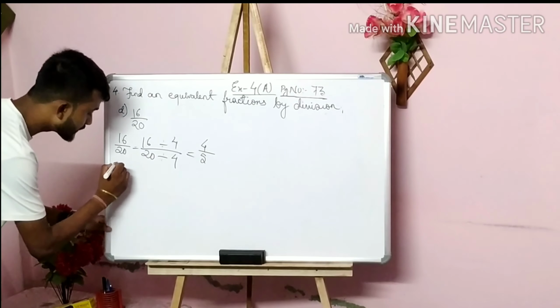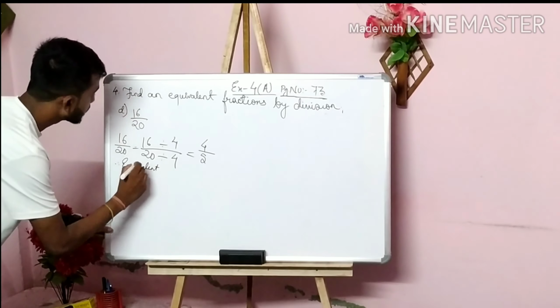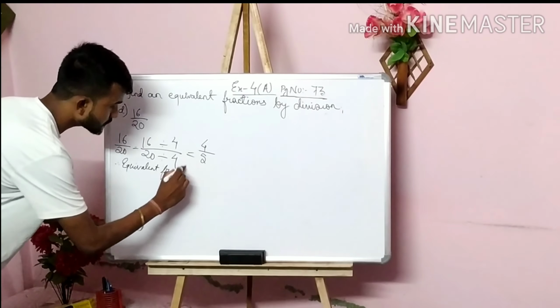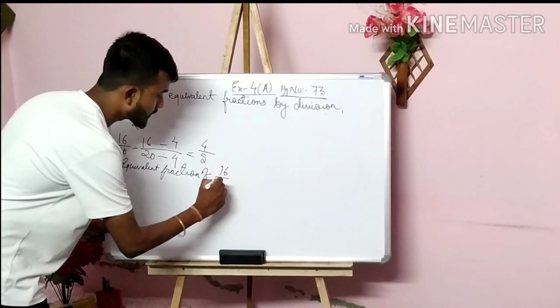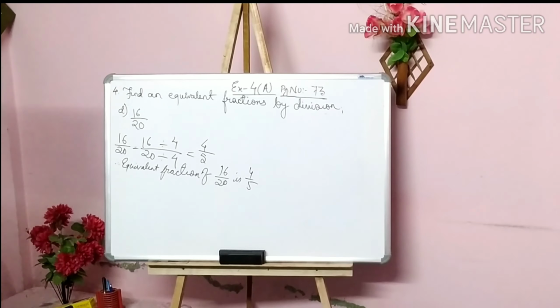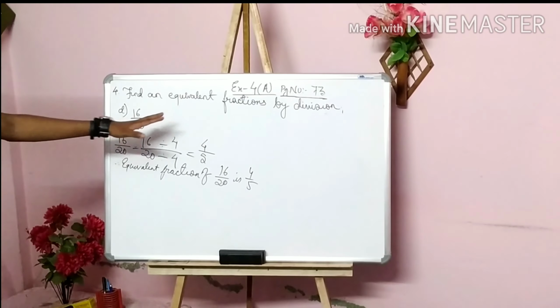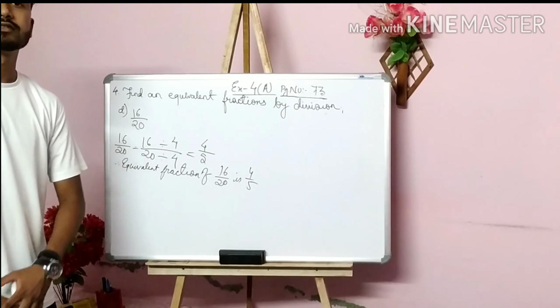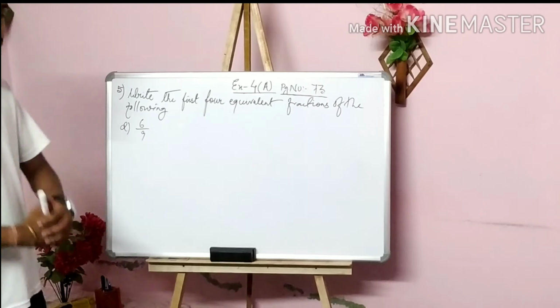Okay. So just write it, therefore equivalent fraction of 16 by 20 is 4 by 5. So I think you have got the answers now, how to find the equivalent fraction by division. Okay, so if you have any doubt, you can ask me.